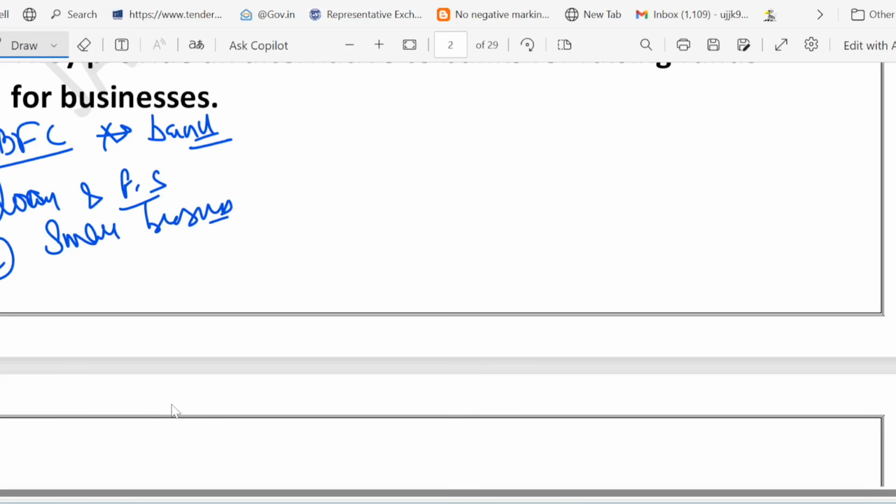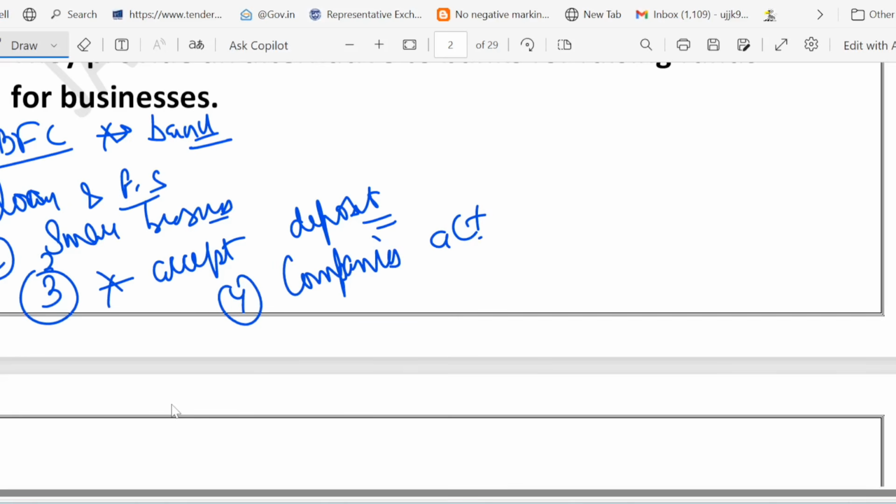Third point, they can't accept deposits. Remember, NBFC can't accept deposits, right? And they are regulated under the Companies Act. This thing you must know. Okay, I hope that makes sense to you.